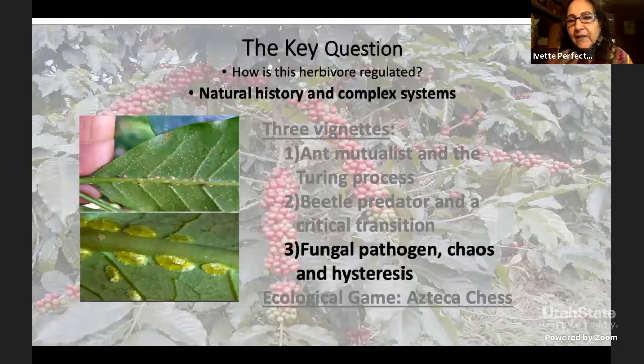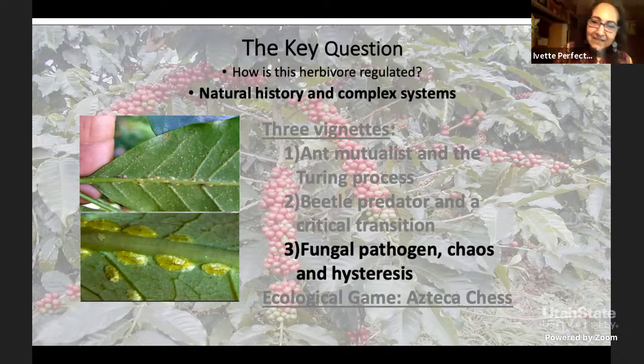So now that we have established that there is a spatial pattern caused by the ants that affects the scale spatial distribution, and that there is a critical transition with distance from the tree where the ants are nesting, let's examine another important component of the system, and that is a fungal pathogen that attacks the scales and that we think may cause chaos and another hysteretic zone very close to the tree where the ants are nesting.